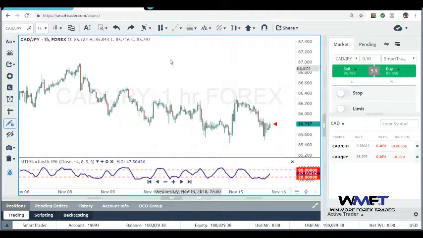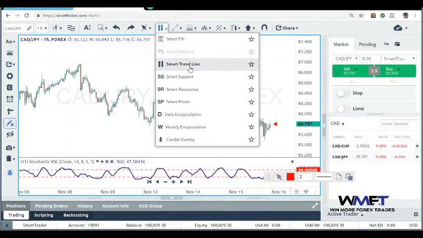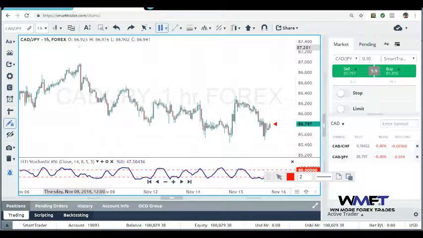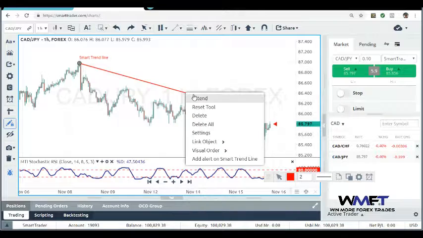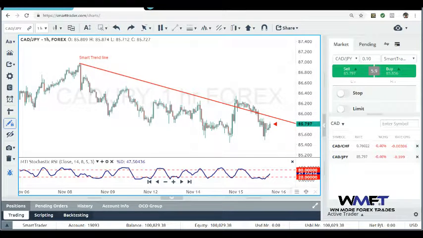Just going to bring in a smart trend line here from the nearest move. You can see that same movement on the 4-hour chart that we just picked up. We've got this downtrend line, got a downtrend going. We had a false break here, and the market entered back into the sell zone.